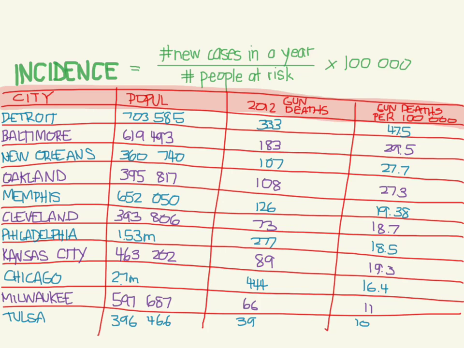So you can see now how incidence can be used as a measure of risk. I don't mean to editorialize here, but these are pretty pathetic numbers. These are shameful. Actually, all of it really is.